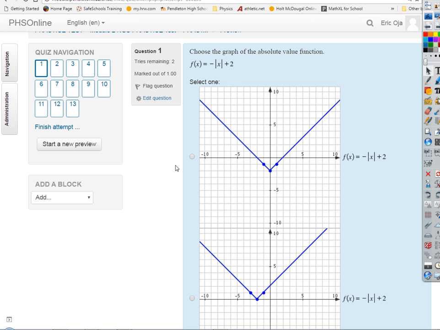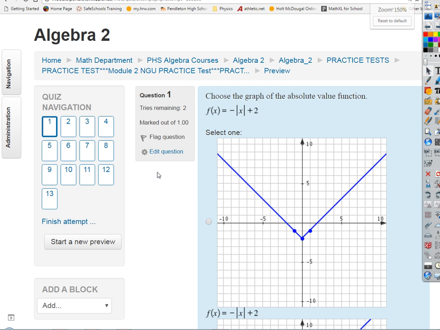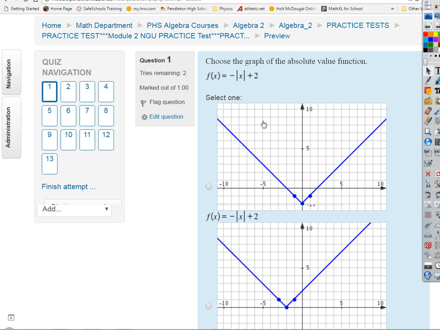Okay, so, choose the graph of the absolute value function. You're going to have a few of these where you're given a function, you've got to select the graph. So you're given a function, you have to select the graph. So then real quick, how do we do that?